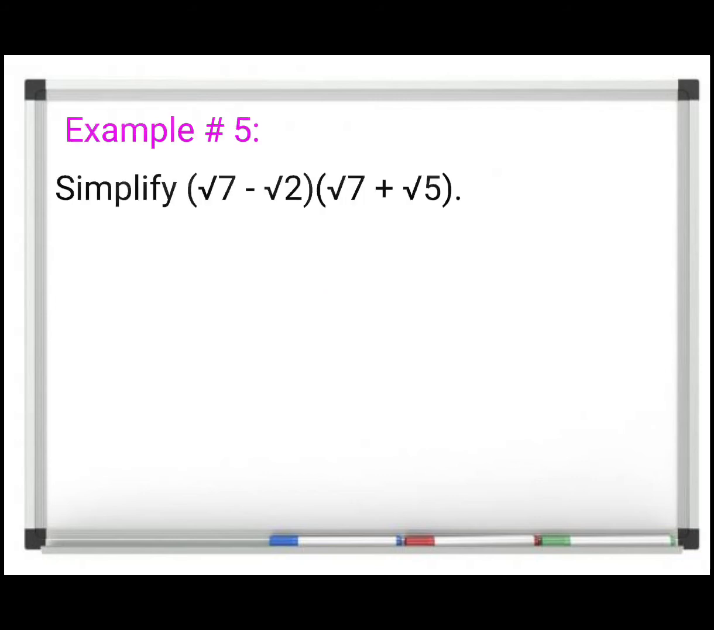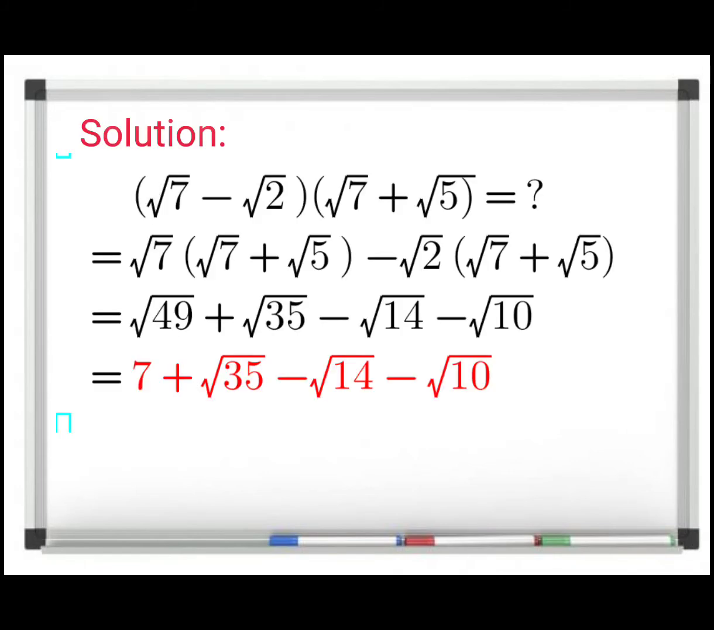Example number 5. Simplify the quantity square root of 7 minus the square root of 2 times the quantity square root of 7 plus the square root of 5. Solution: the quantity square root of 7 minus the square root of 2 times the quantity square root of 7 plus the square root of 5 is equal to square root of 7 times the quantity square root of 7 plus the square root of 5, minus the square root of 2 times the quantity square root of 7 plus the square root of 5, which is equal to the square root of 49 plus the square root of 35 minus the square root of 14 minus the square root of 10.